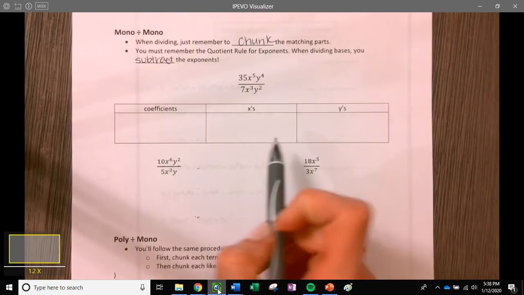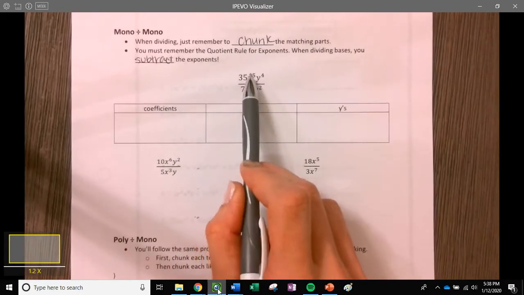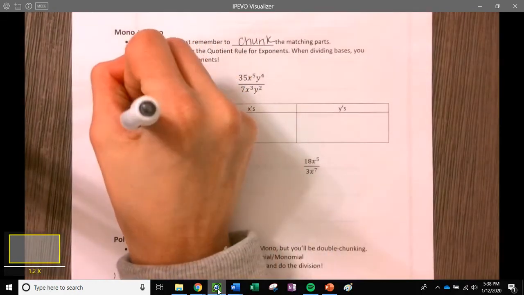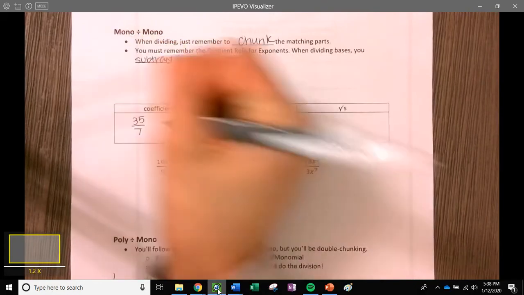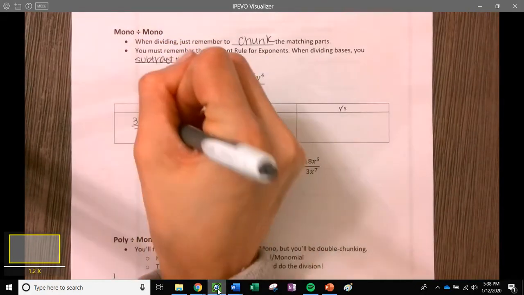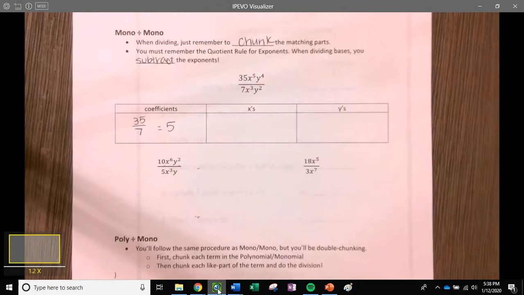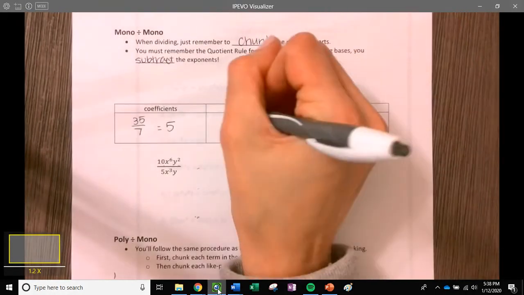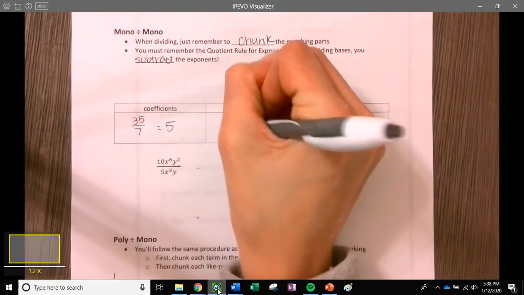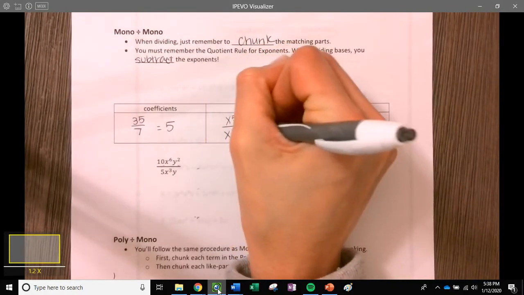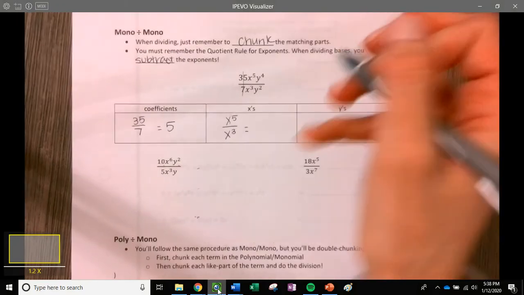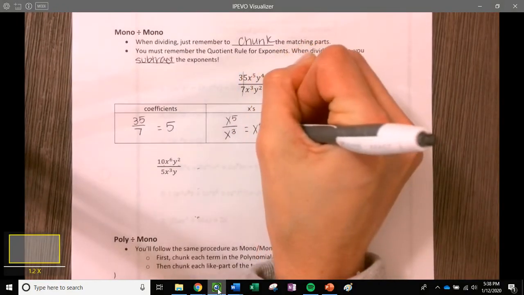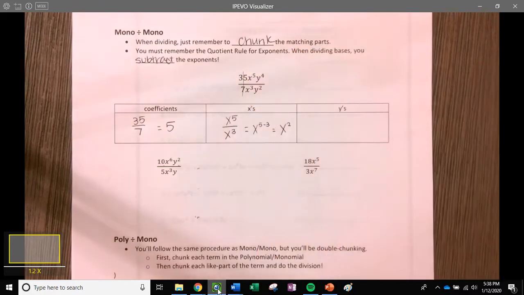So what do I mean when I say chunk the matching parts? Okay, we're going to split this up. We've got coefficients, 35 and 7. We're going to do that division problem. 35 divided by 7 gives me a quotient of 5. Okay, and now we're going to talk about our x's. We have x to the 5th divided by x to the 3rd. So this is the same thing as x to the 5th minus 3. 5 minus 3 is 2, so we get x squared.